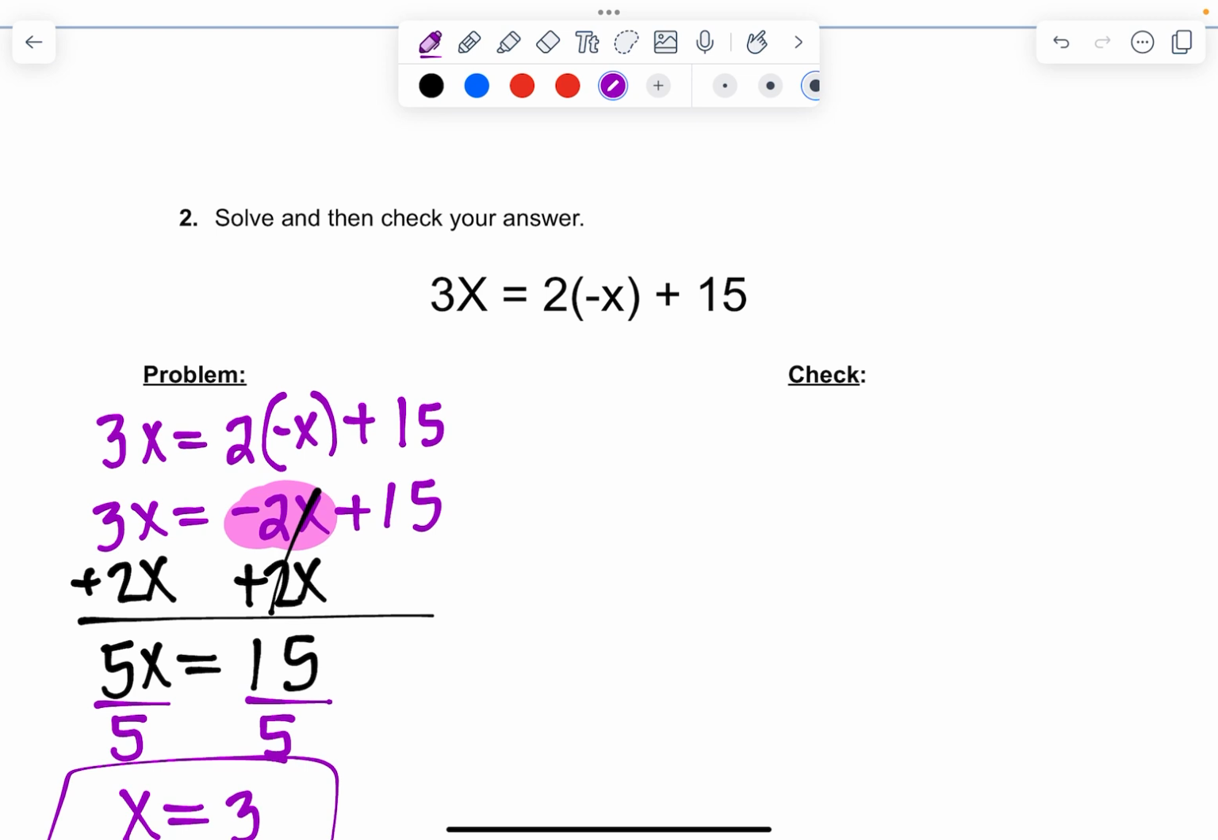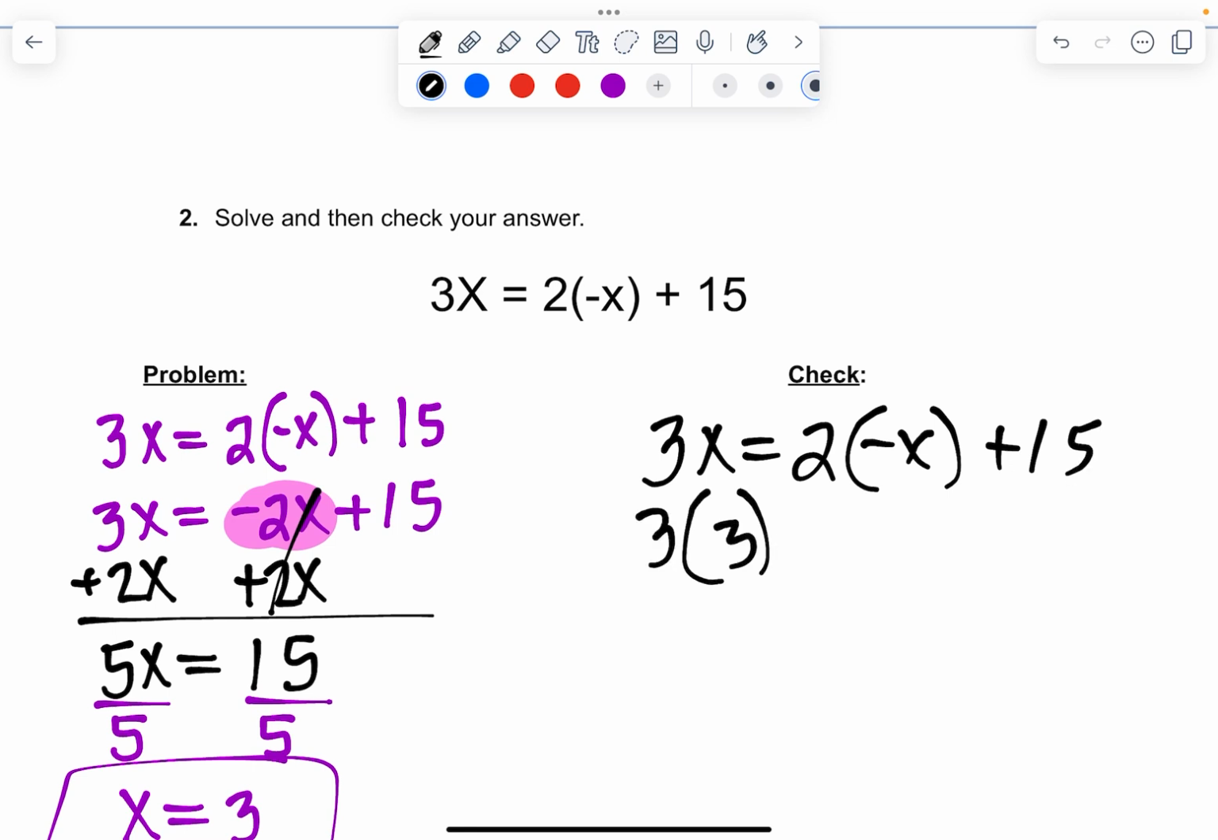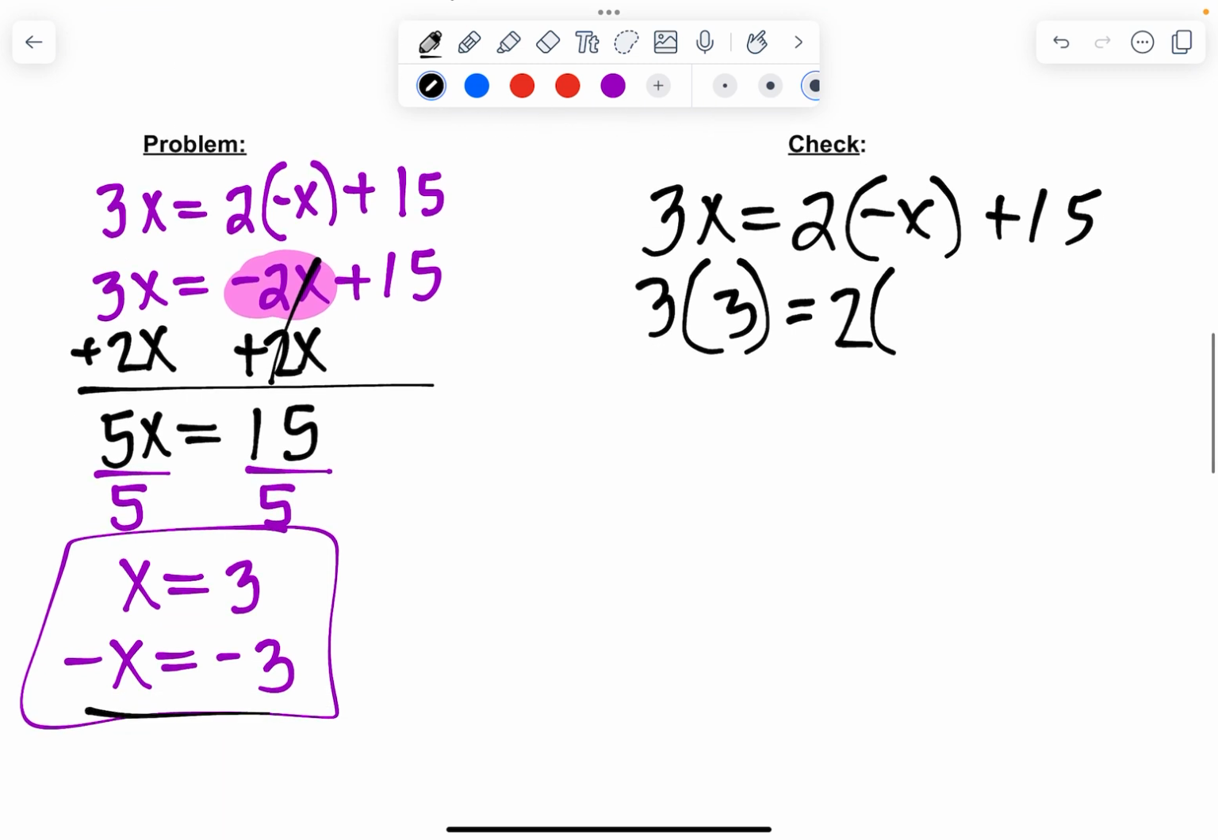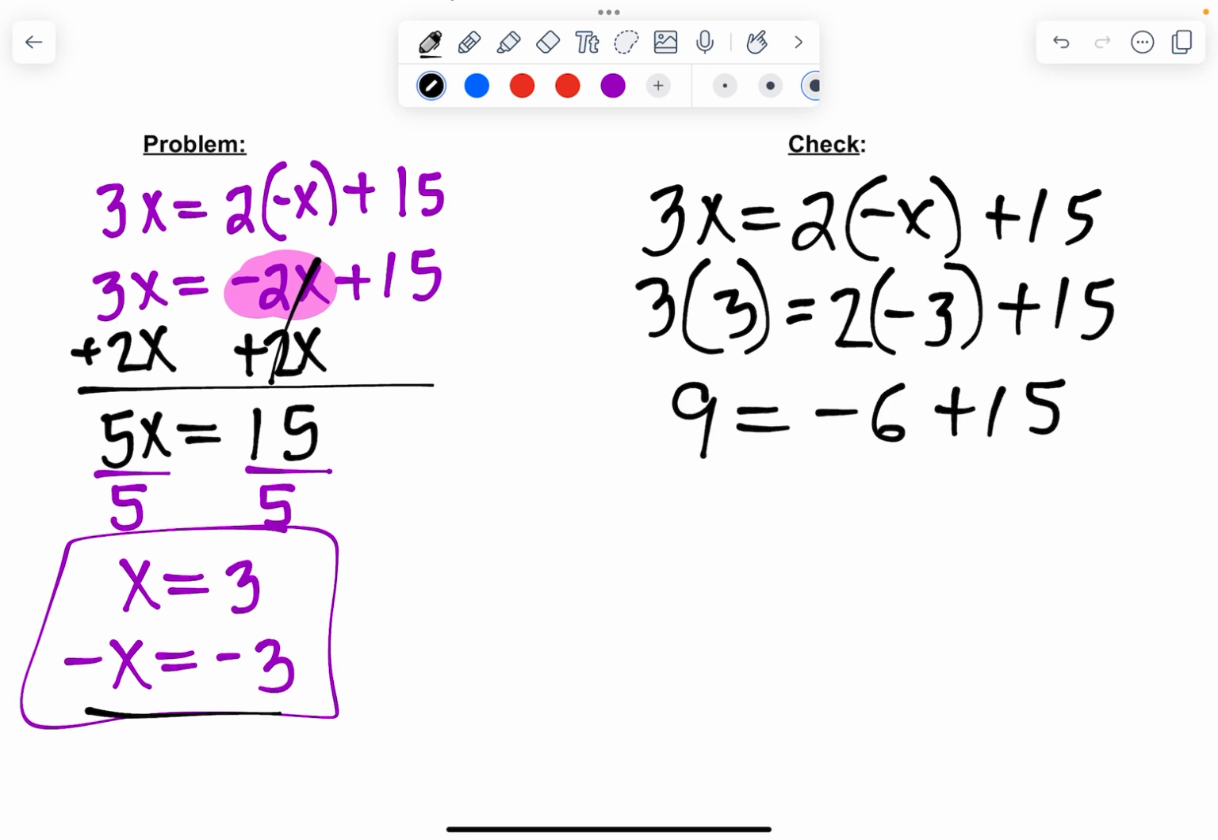Again, I'm going to write the original problem. 3 times 3 equals 2. That negative x then is negative 3 from down here plus 15. I get 9 and negative 6. And then 9 equals 9, one step at a time.